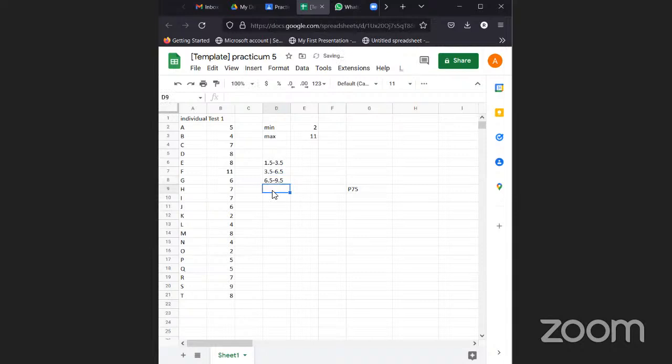And then finally 9.5 to 12.5. Does that make sense? So this is our class interval that I've just decided to fit into this data. Yes?